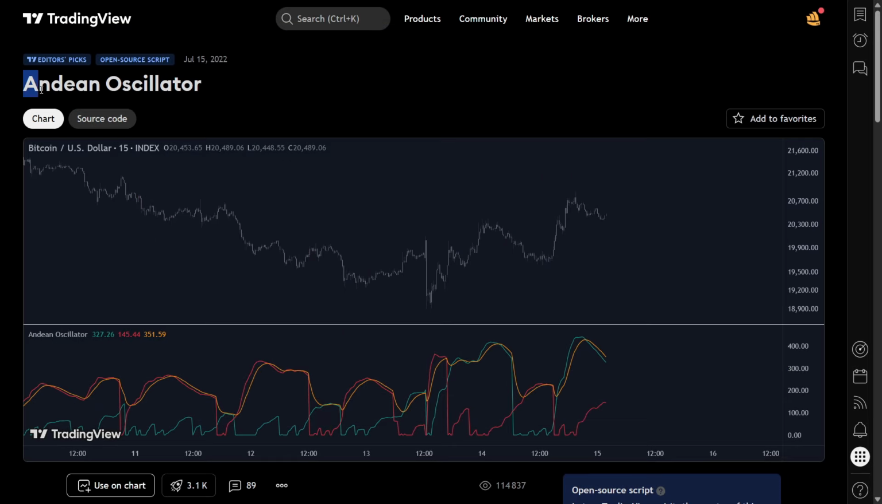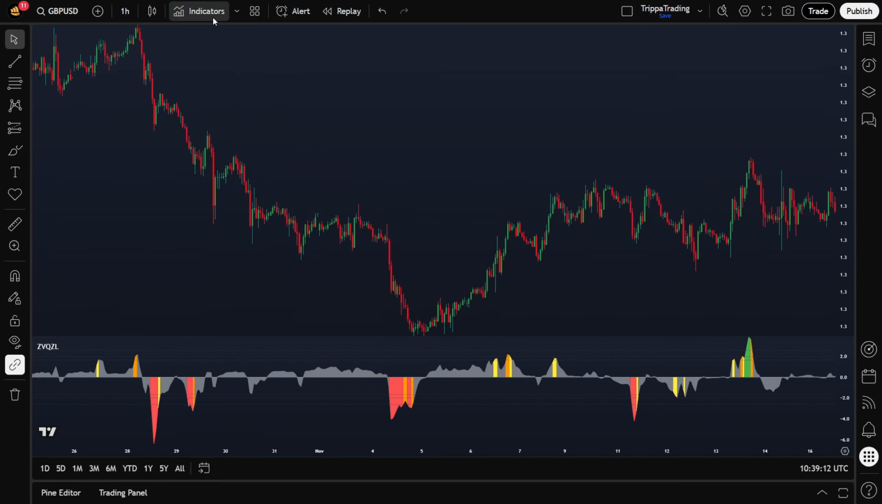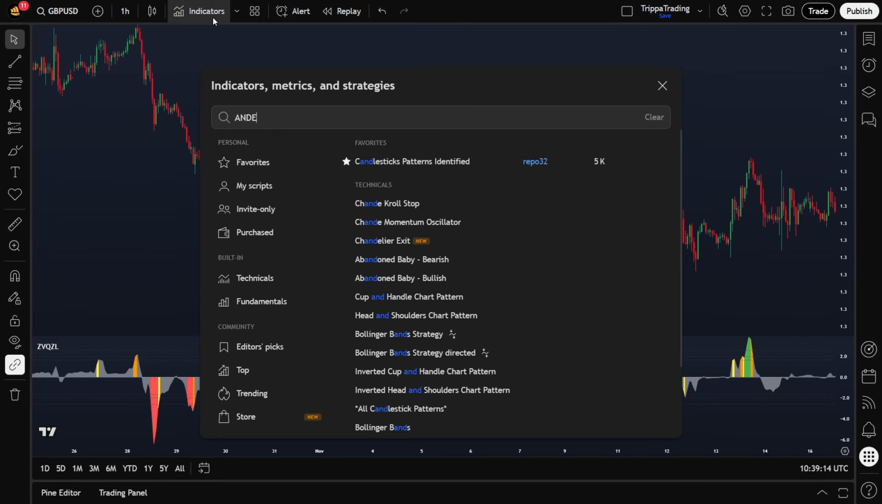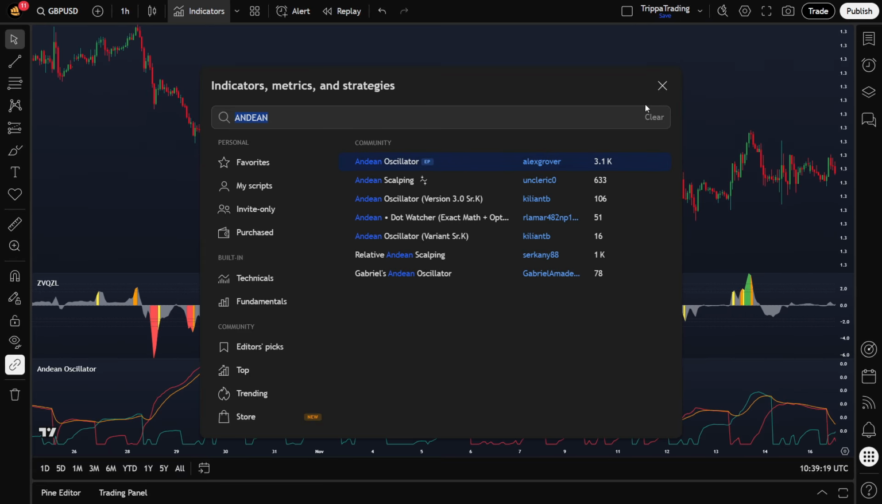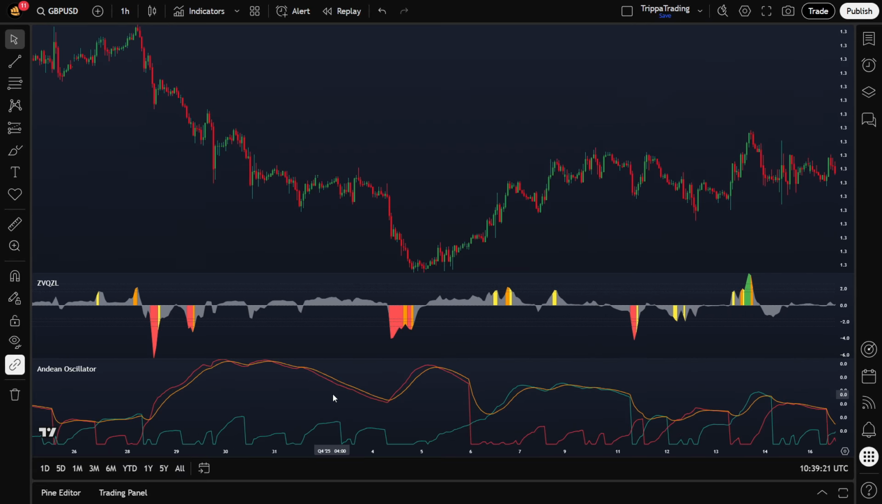We're going to combine it with the Andean Oscillator by Alex Grover, which you can add from the Indicators tab. So open the Indicators tab again and search for Andean Oscillator. This tool gives us a clean view of trend direction and also tells us when the market is flat.